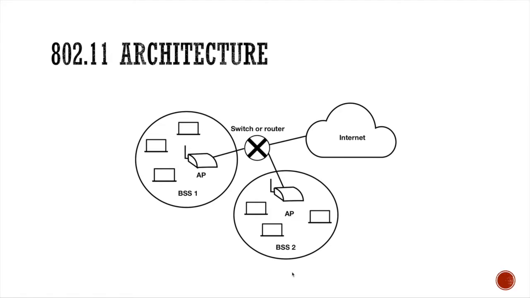BSS, the abbreviation for Basic Service Sets, are the basic building blocks of the 802.11 architecture. It consists of one or more wireless stations along with a central base station called the access point, AP for short. APs are then connected to switches or routers, which then connects to the internet.